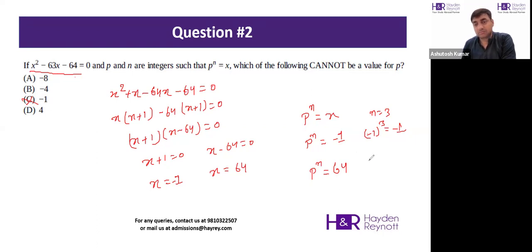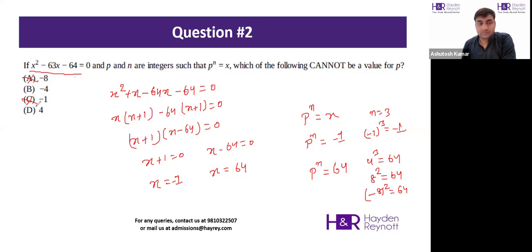64 can be written as either 4 power 3 is equal to 64, or it can be written as 8 power 2 is equal to 64. It can also be minus 8 power 2 is equal to 64. Let's try to eliminate few options. Now the question is, which of the following cannot be the value of p? Minus 8 can be a value of p, so this is not possible.